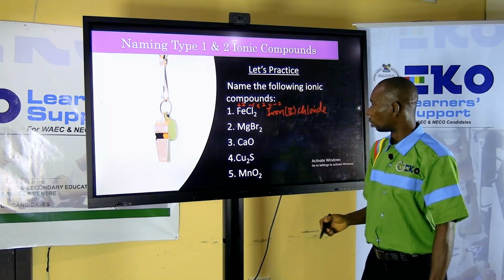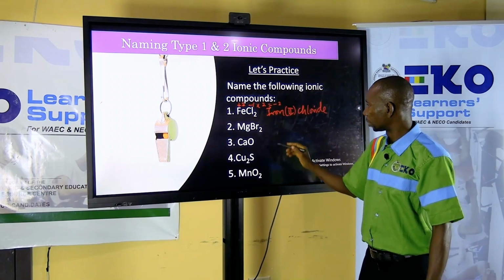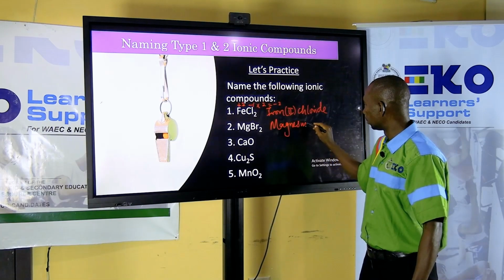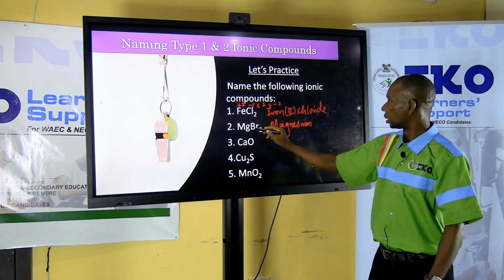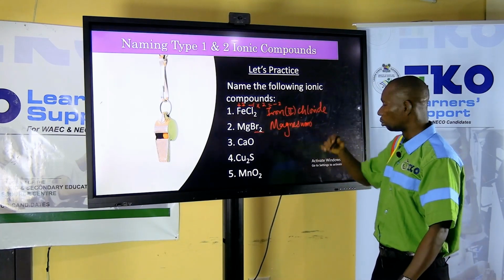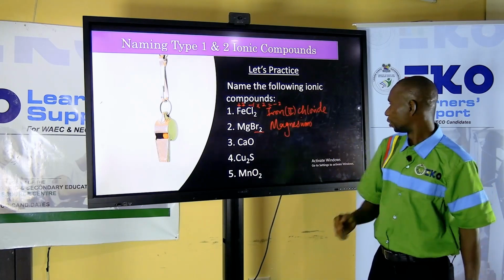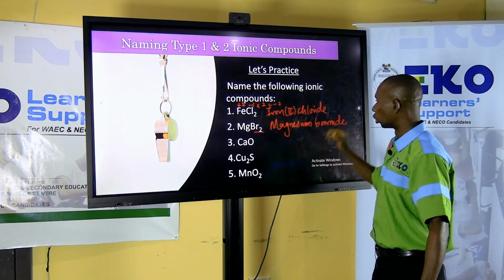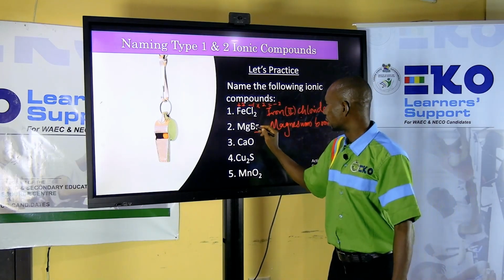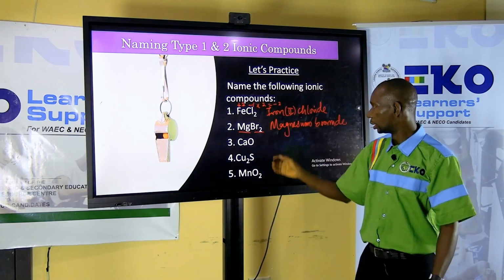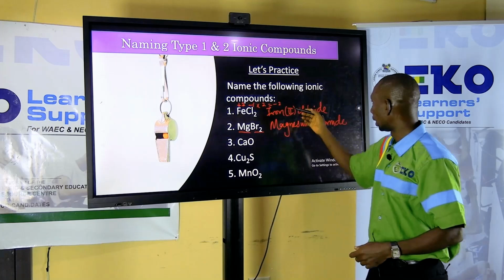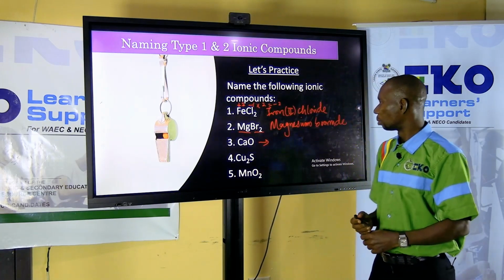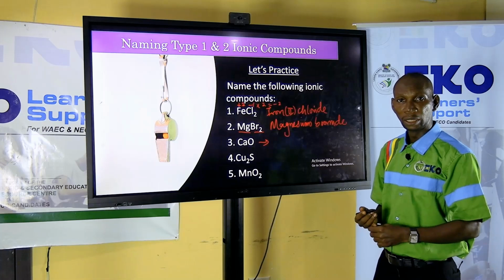How about the second one? Very good. Magnesium, yes, that doesn't change its name. Magnesium, and the anion changes its name. Bromine then becomes what? You are correct, bromide. Magnesium bromide. This is a type 1 metal, so you will not need to indicate the charge in parentheses. How about this? What is the name of the third one? What did you write down there?